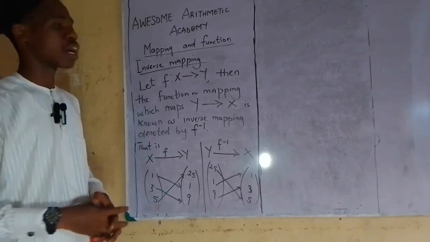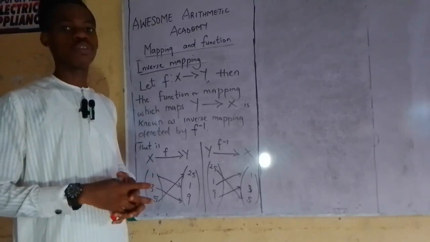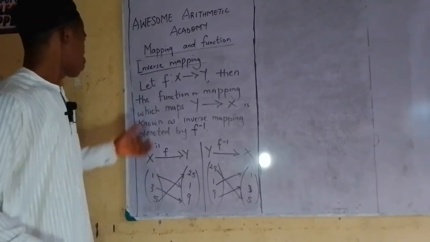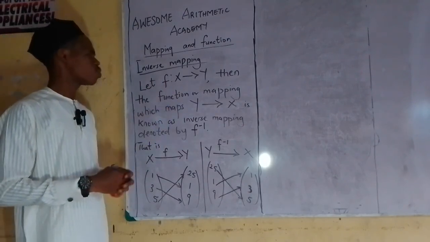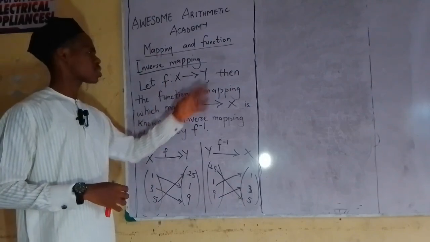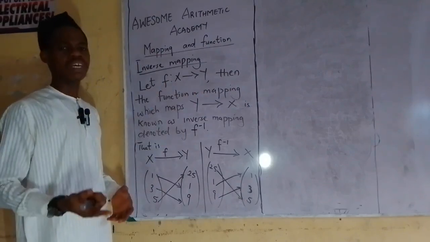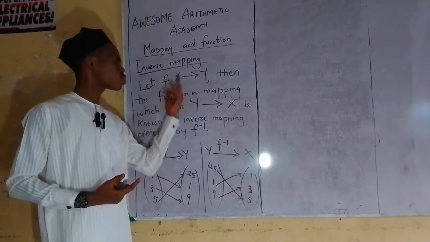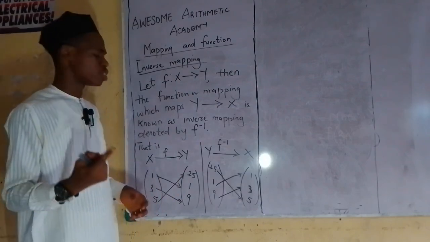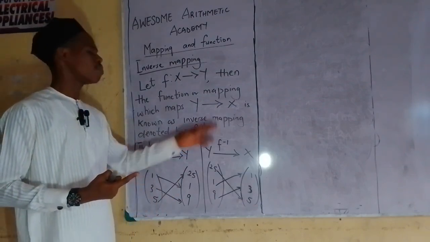Inverse mapping is the last one, which is what we are going to be looking at now. When we have a function which maps a set x to y, then the inverse will be that function that is mapping y back to x. And we denote that one as f inverse.